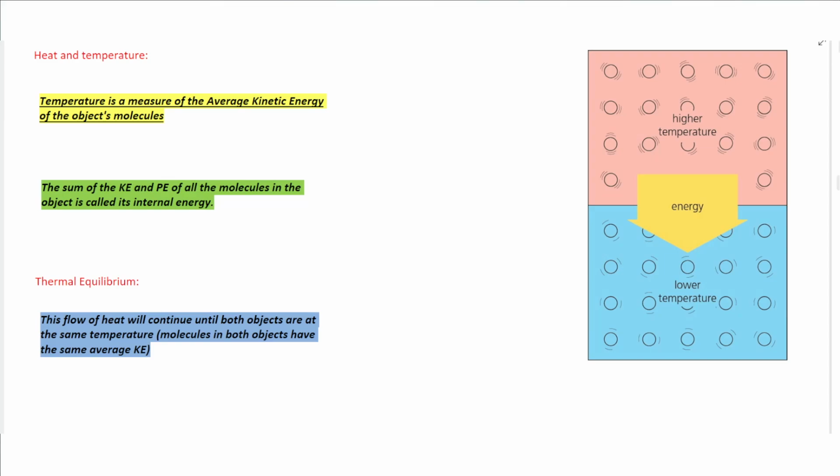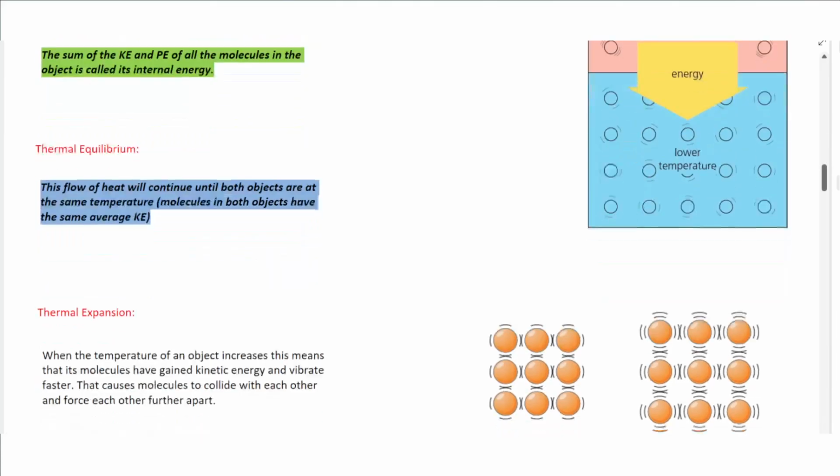If you put two objects with different temperatures side by side or near each other, energy will flow from the hotter object to the cooler object until both objects are at the same temperature. This is called thermal equilibrium. So the definition of thermal equilibrium is that energy flows from the hot object to a colder object until both objects, or all objects, are at the same temperature.